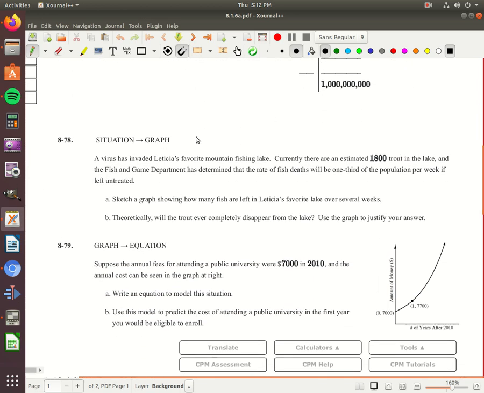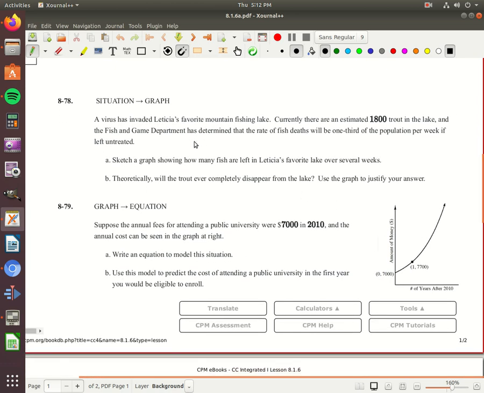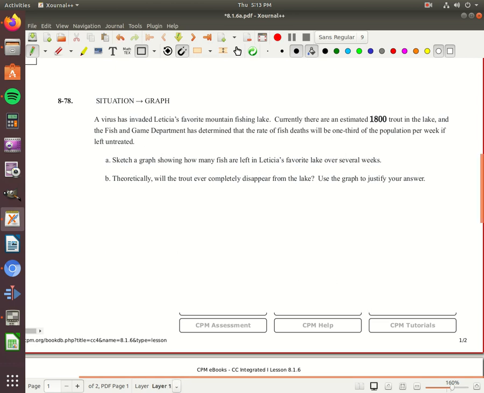So here's the situation we want to turn into a graph. A virus has invaded Letitia's favorite mountain fishing lake. I'm going to clear up some room here. Okay, so the Fish and Game Department has determined that the rate of fish deaths will be 1/3 of the population each week if left untreated. So sketch a graph showing how many fish were left in the lake.